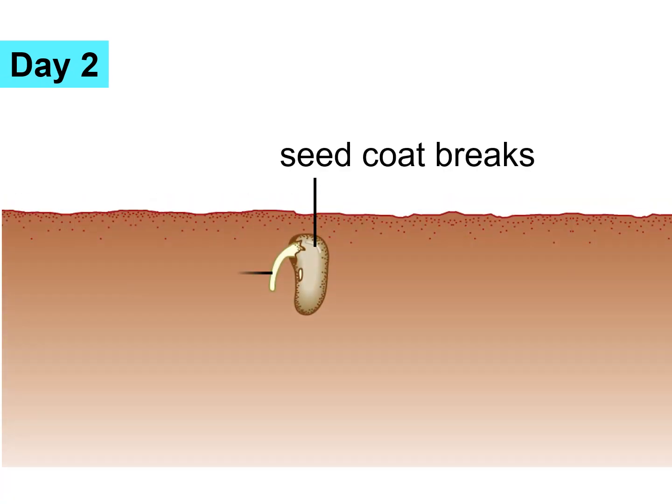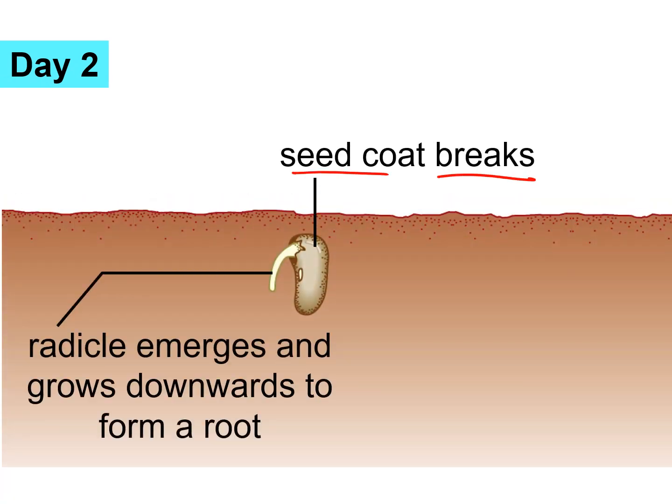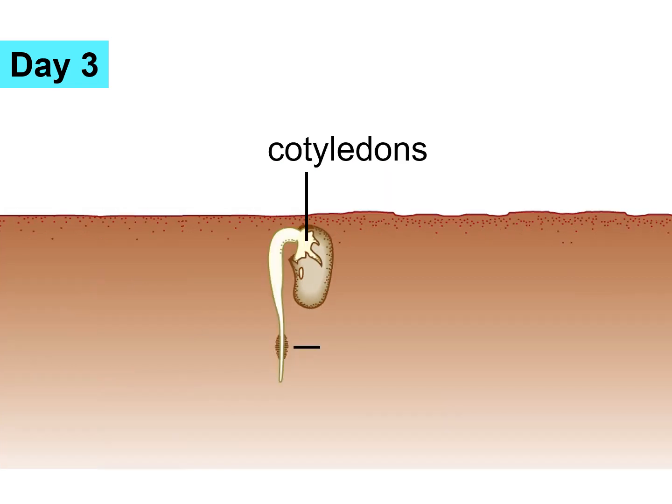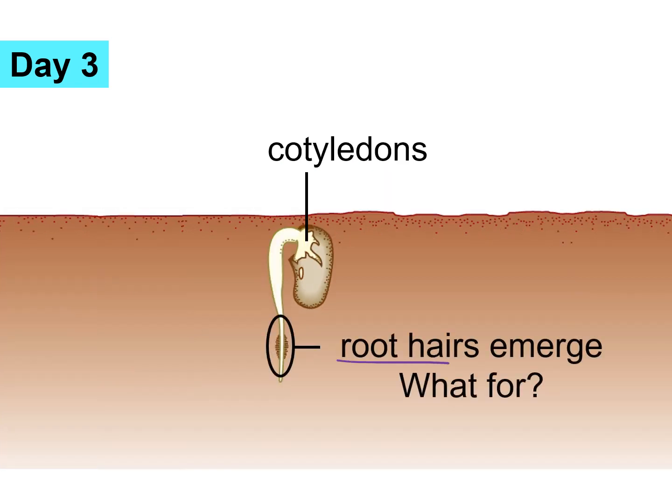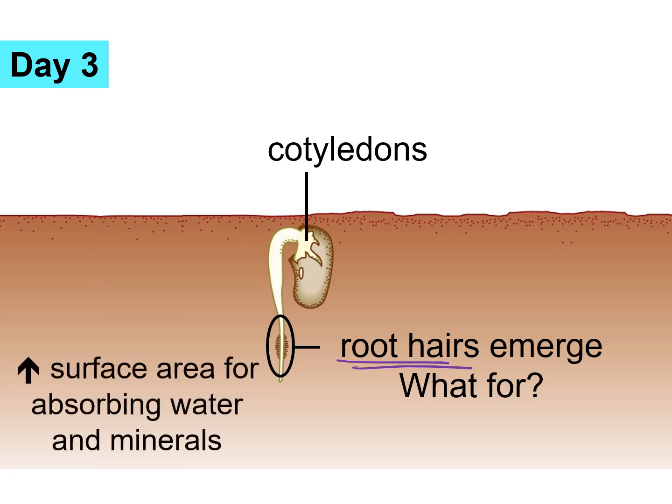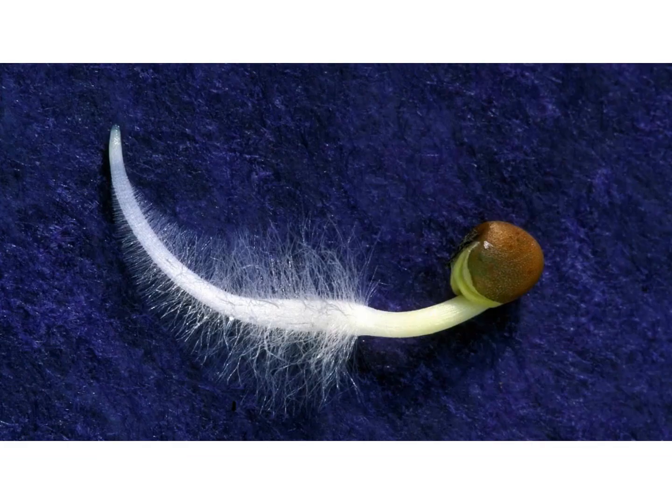After breaking of the seed coat, the radicle, that means the very, very small root, will start to emerge, grow out, and grow downward to form the big root. Root hair will also be formed on top of the root to increase the surface area for water absorption and mineral absorption. This picture shows a lot of root hair cells.